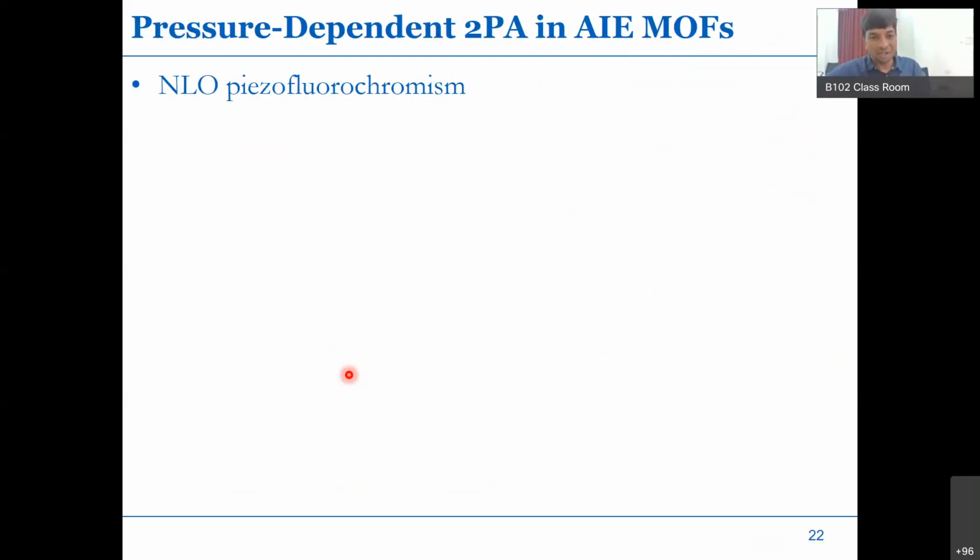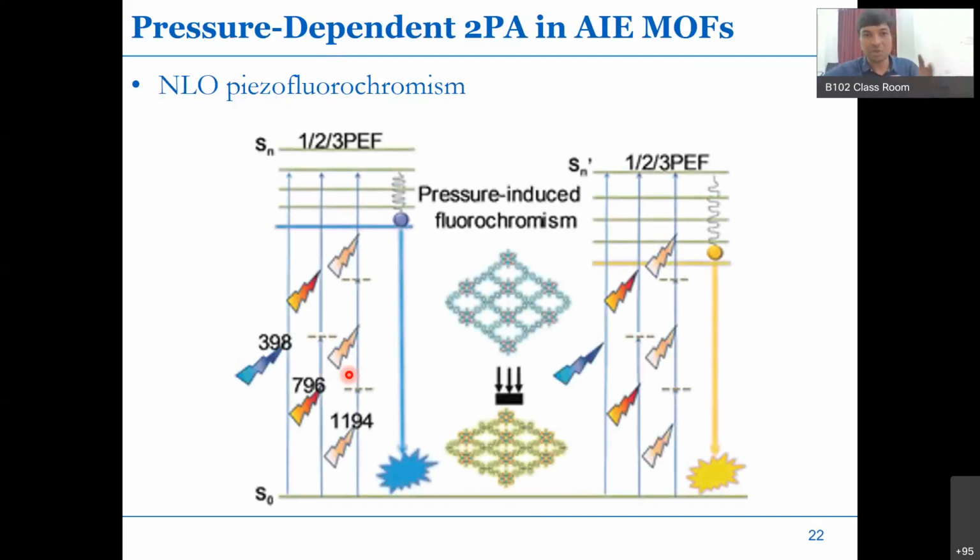We have started working a little more on the application point of view. If you want to calculate pressures using optical activities, then we started using fluorochromic frameworks. How does it play out? For example, you have a framework. When you apply the pressure, the framework gets contracted, and the optical activity is going to be changed.